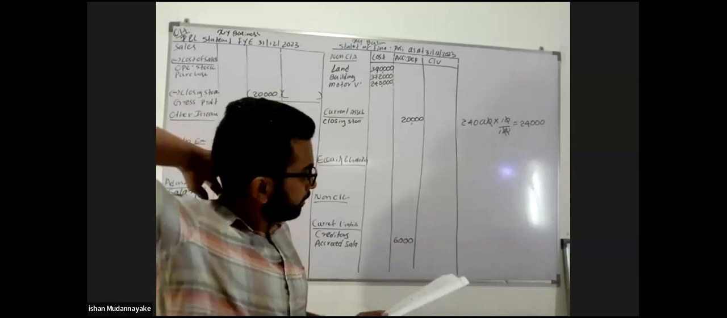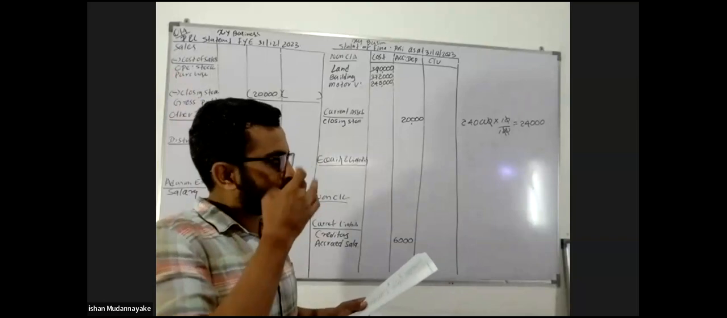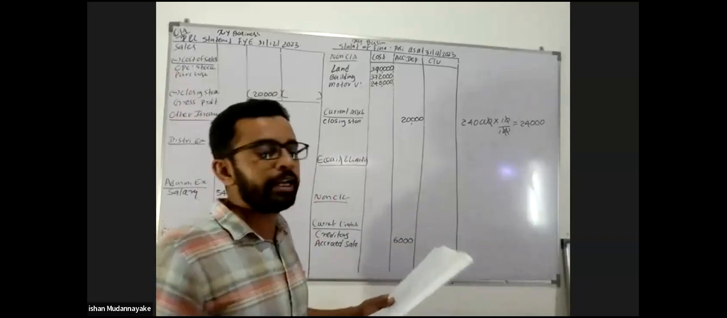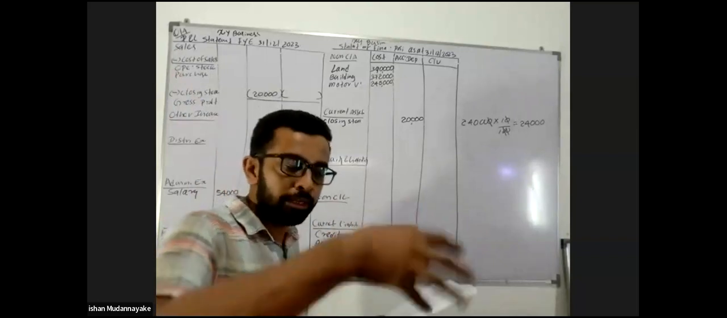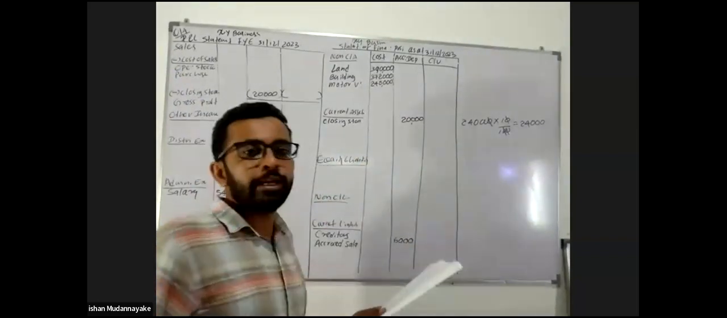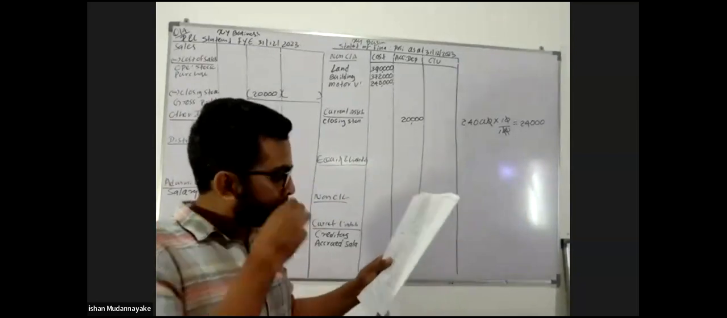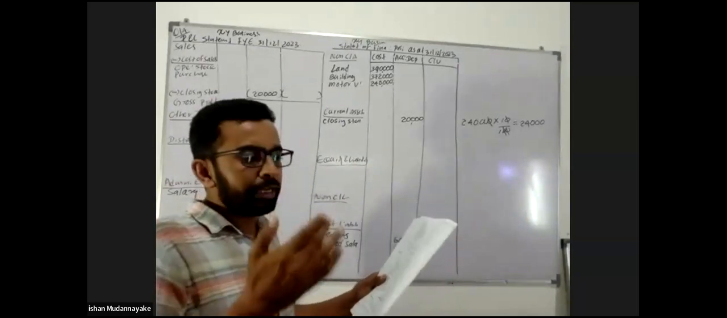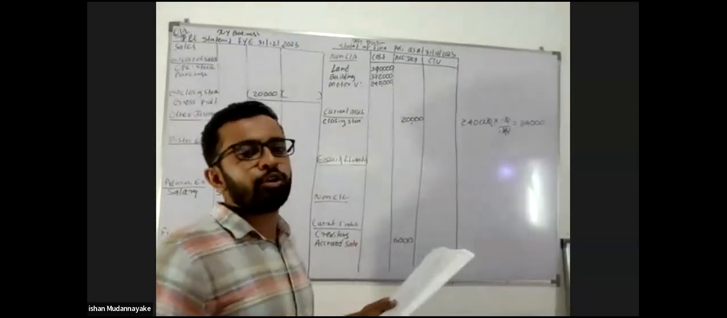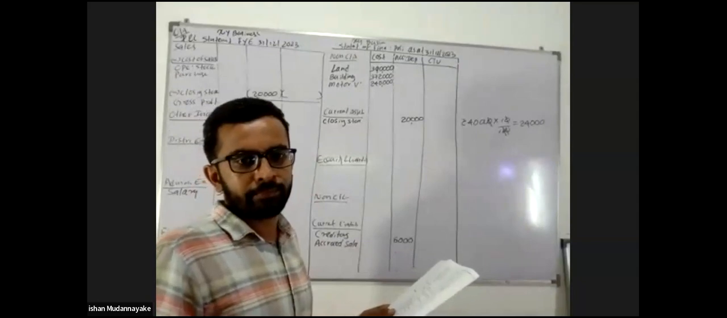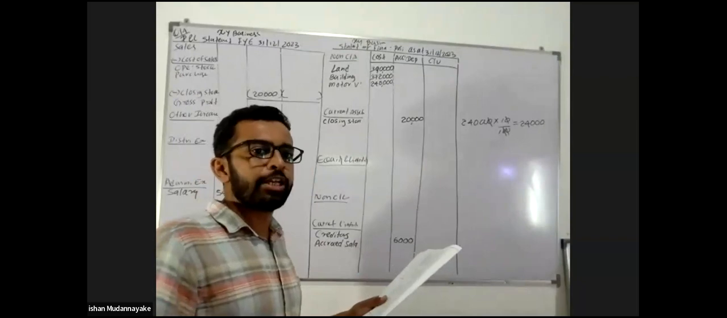We can't credit this 24,000 into the motor vehicle account. Without recording this 24,000 into the motor vehicle account, we need to credit it into the accumulated depreciation account. Then how to pass the double entry for this 24,000? Motor vehicle depreciation expense account debit, accumulated depreciation account motor vehicle credit.